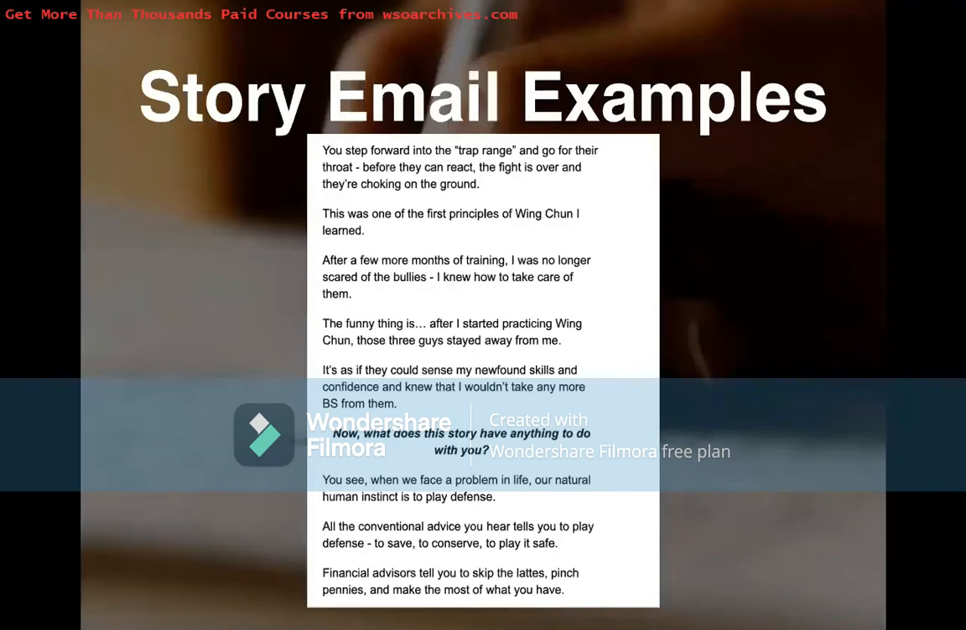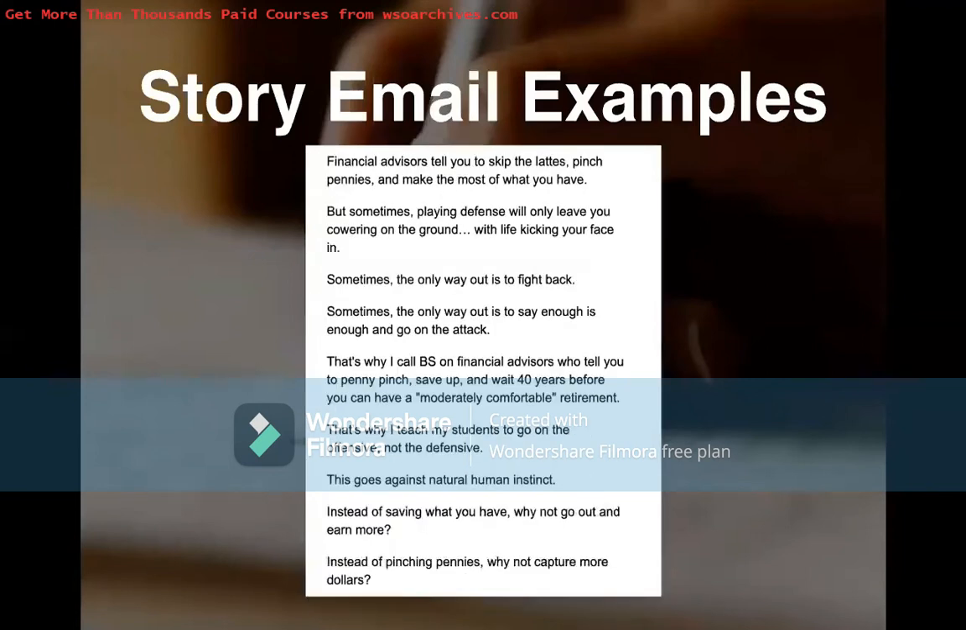You see, when facing a problem in life, our natural human instinct is to play defense. All the conventional advice you hear tells you to play defense, to save, to conserve, to play it safe. Financial advisors tell you to skip the lattes, pinch pennies, and make the most of what you have. But sometimes playing defense will only leave you cowering on the ground with life kicking your face in. Sometimes the only way out is to fight back. Sometimes the only way out is to say enough is enough and go on the attack.